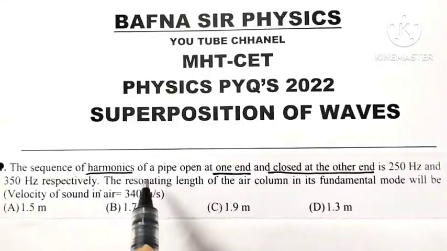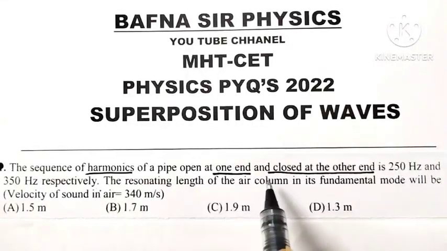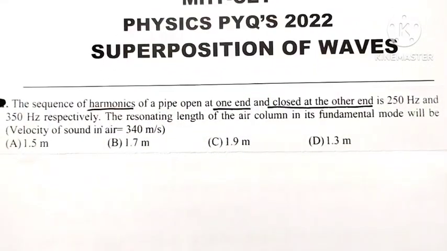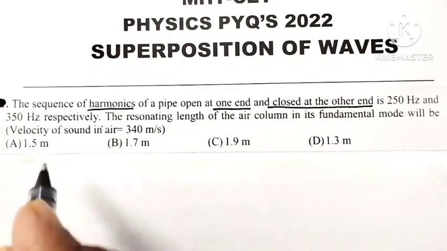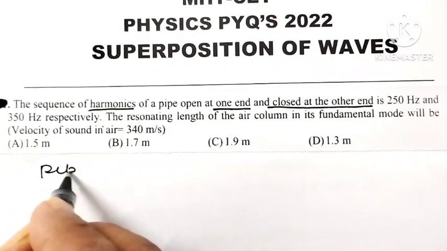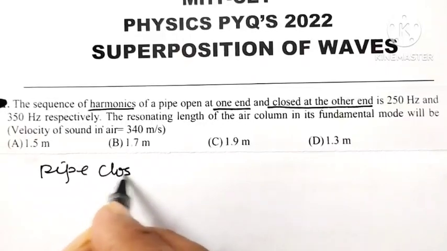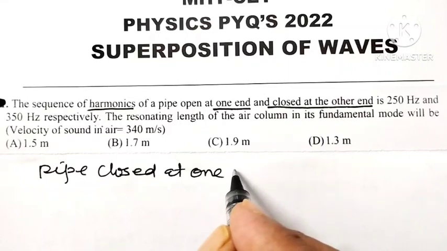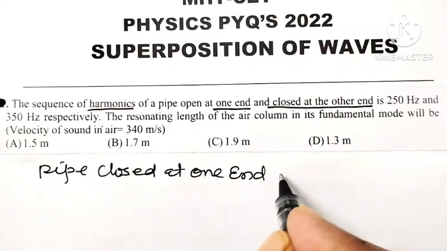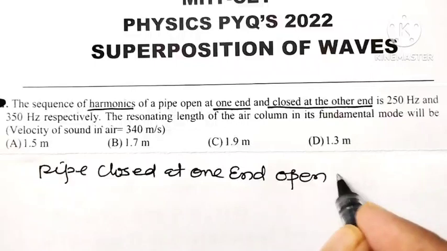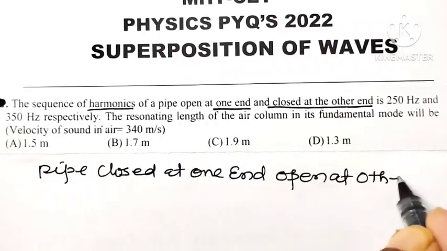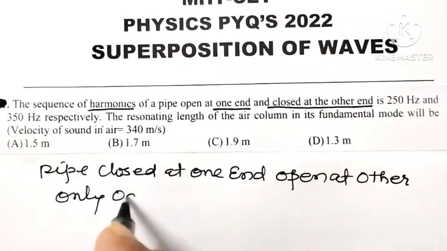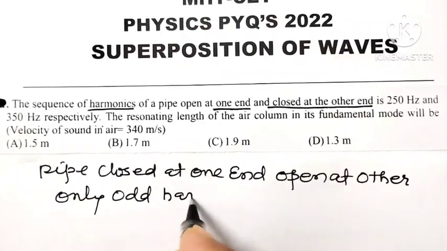The sequence of harmonics of a pipe open at one end and closed at the other end. Whenever we have a pipe closed at one end and open at the other end, in such a pipe only odd harmonics are present.